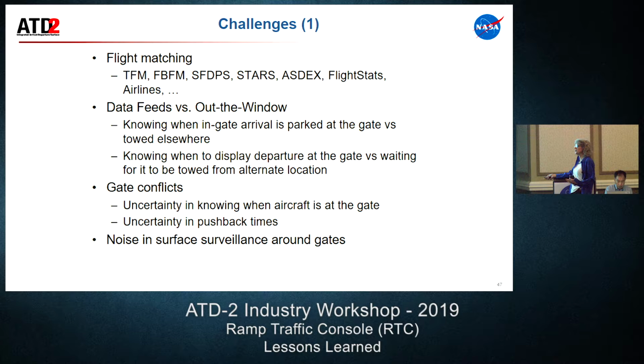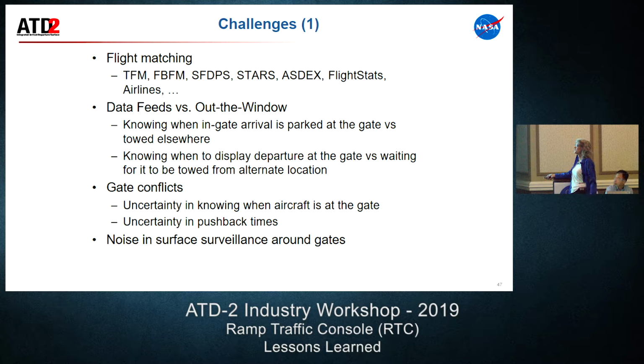The noise of the surveillance data around the gates. If the surveillance is noisy, then our software might think that the flight has pushed back because it's gotten a track hit a certain distance away from the gate, which is our signal that a flight has pushed back. Well, if it's just noisy surveillance, then sometimes the flight is actually still at the gate, or might be in a pushback but at a different location. And so that causes problems.